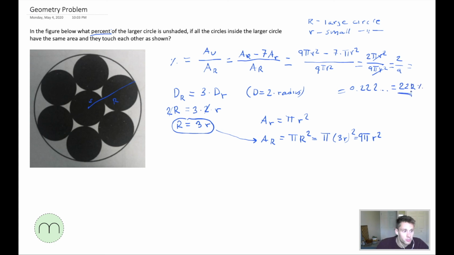One important thing to mention is that we're able to get this percentage without actually knowing what those radii are equal to. The important thing is that the relationships between the large circle and the small circle will stay the same regardless of the actual value of the radius, which is really important.